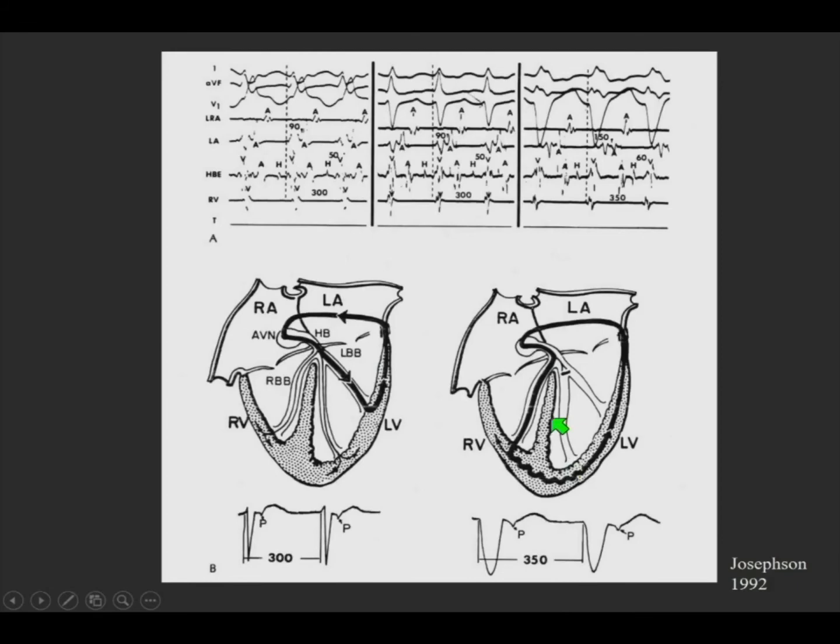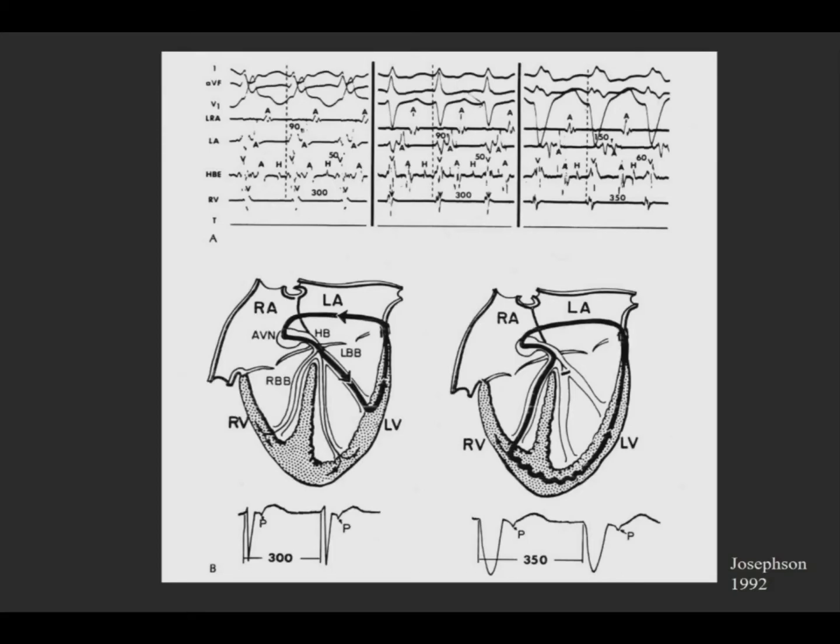But what can happen is that the conduction time here gets longer, and that allows this to recover, and this gets shorter. So you get a compensatory shortening in the AH interval. The tachycardia cycle length may not change. So remember, in the EP lab, you're not looking at the tachycardia cycle length, you're looking at the VA interval.